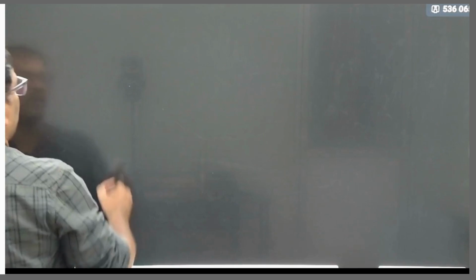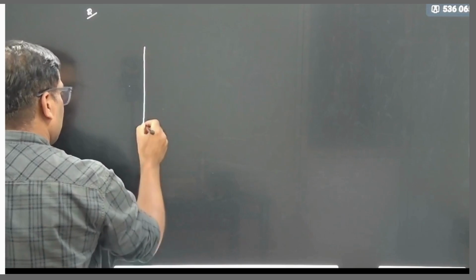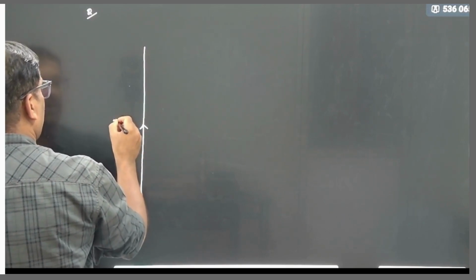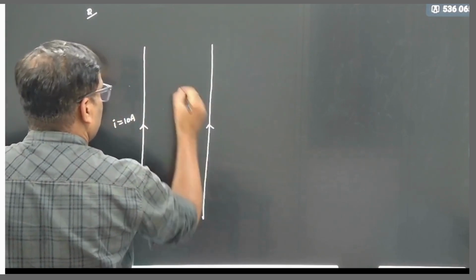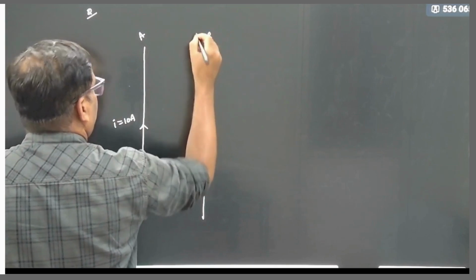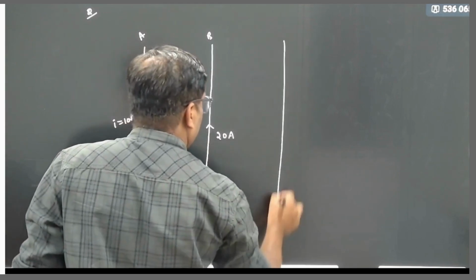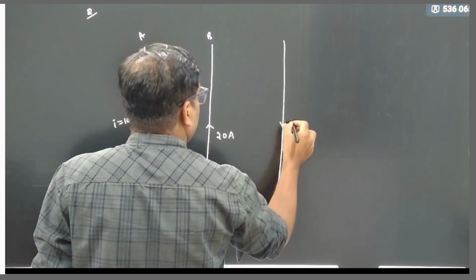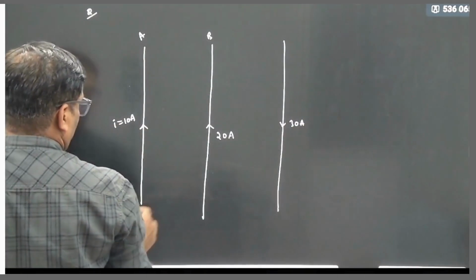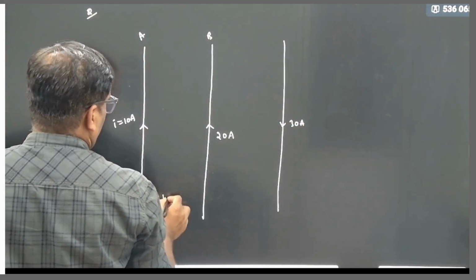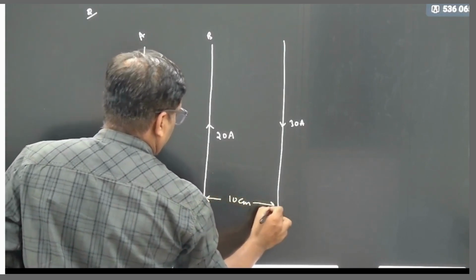Now we will go for one question related to this. Suppose there are current carrying conductors. Here the current is 10 ampere. One more wire is there; this is wire A and wire B. Here it is 20 ampere current. Suppose here, toward this side, 30 ampere. Suppose the distance between them is 10 centimeter.